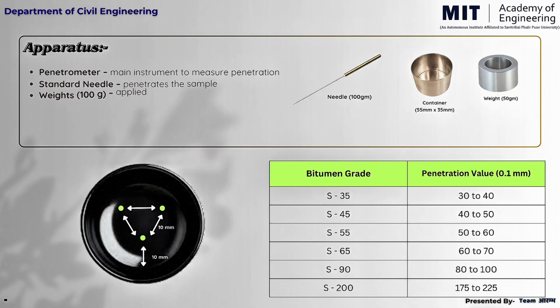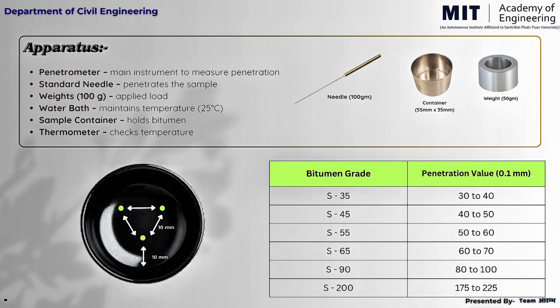Now let us see the apparatus used in the experiment. The apparatus required are a penetrometer, which is the main instrument, then a standard needle that is used for penetration, weight to apply the load, a water bath to maintain the temperature at 25 degrees Celsius, sample container to hold the bitumen, and the thermometer to check the temperature.